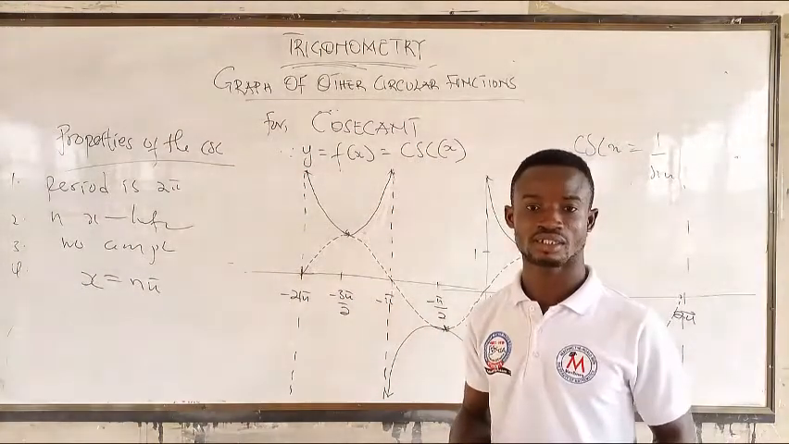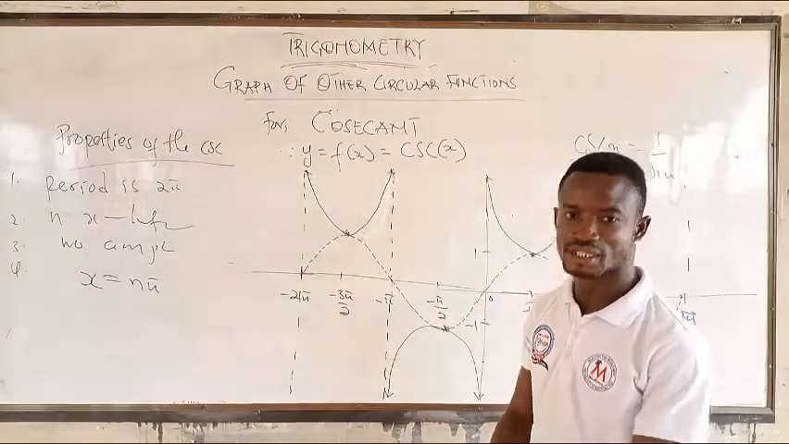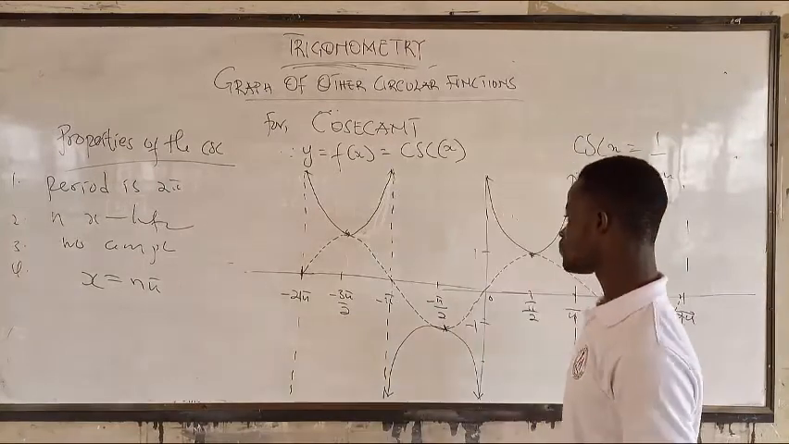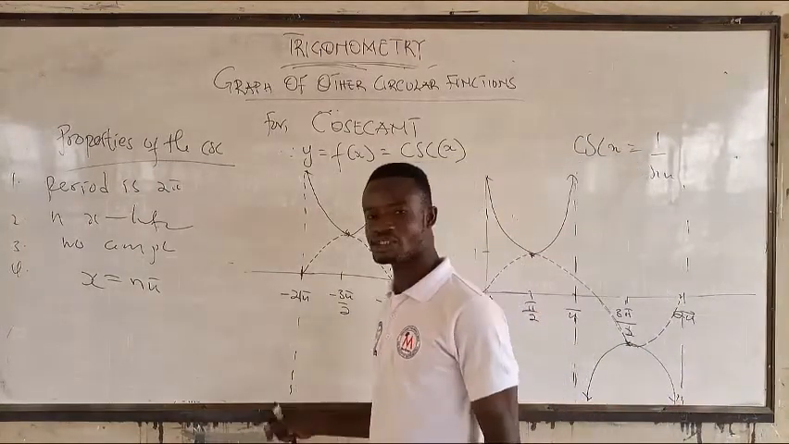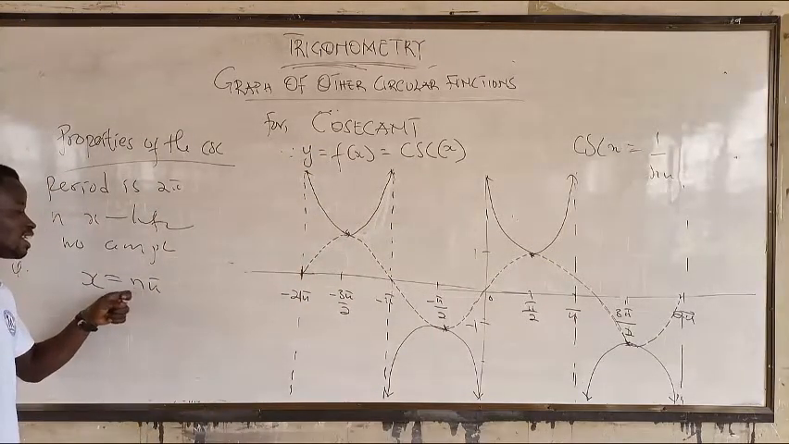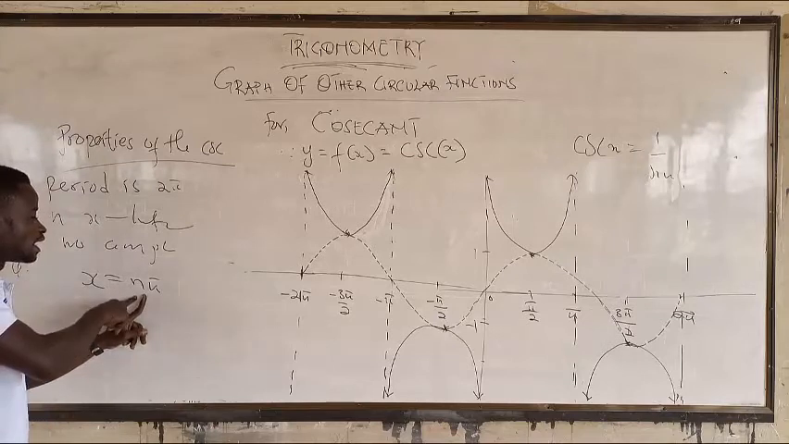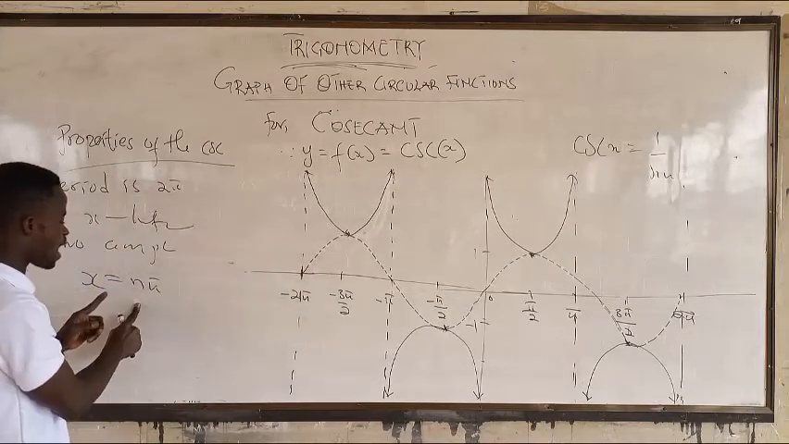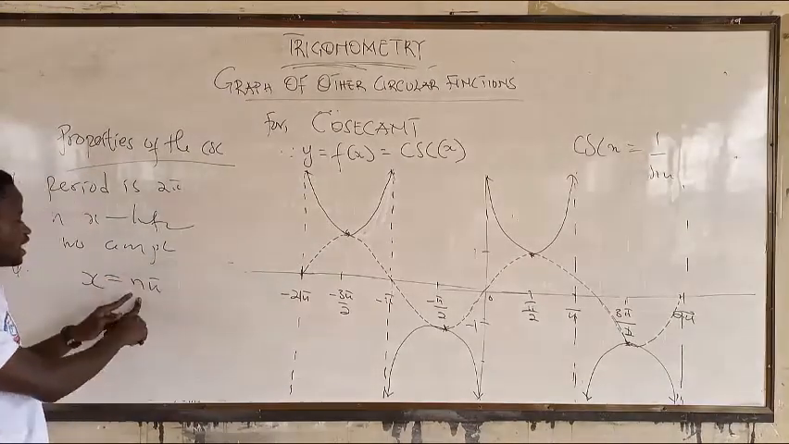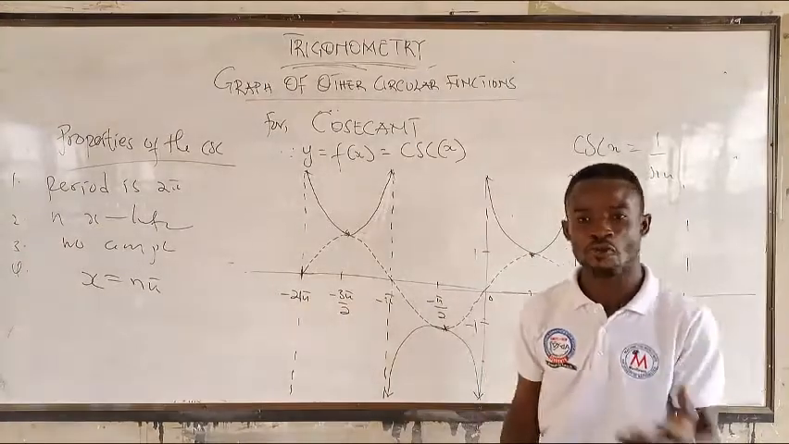Or pi n, the same thing. And it has vertical asymptotes at these values. We are saying that the graph of cosecant has a vertical asymptote at values where x is equal to n pi. If n is 1, you get pi, and there is an asymptote at pi. If n is 2, you get 2 pi, and there is an asymptote at 2 pi. If you continue, you are going to get 3 pi, 4 pi.